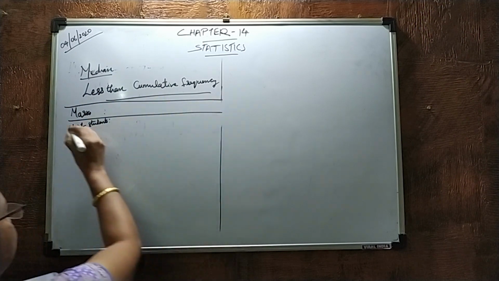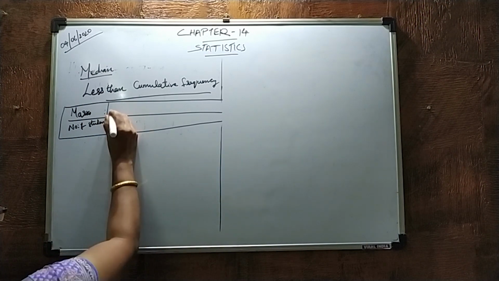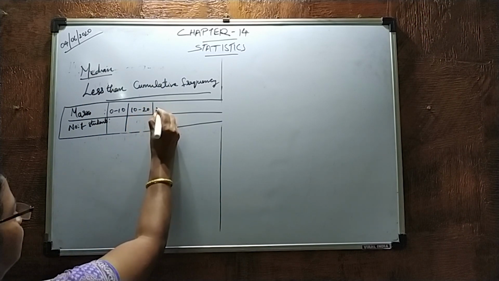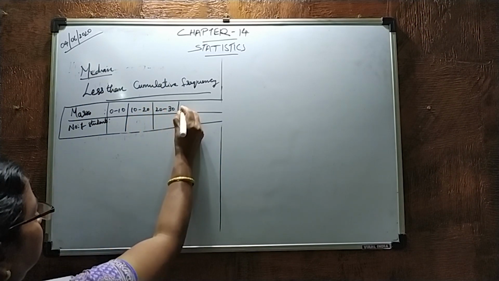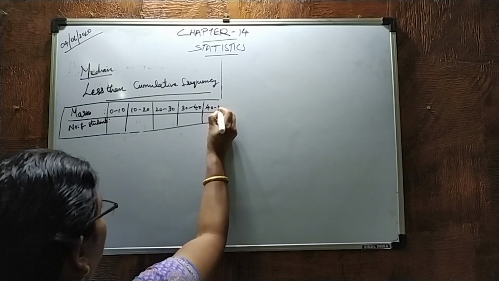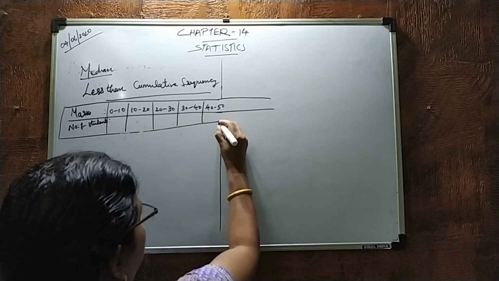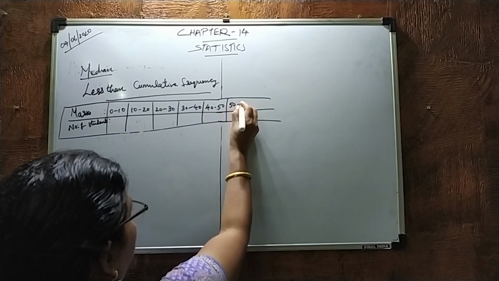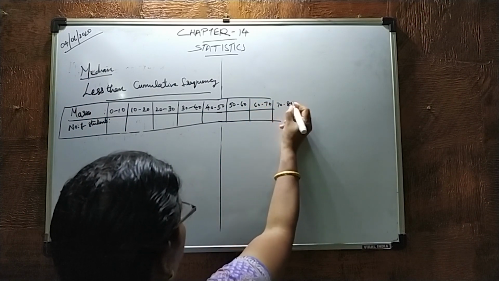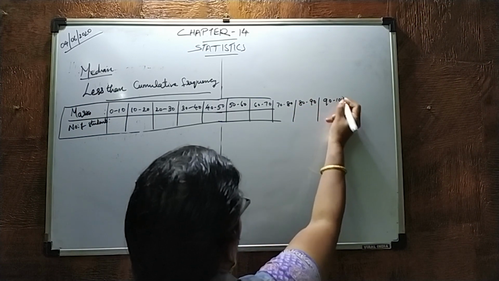Marks are given and the number of students is also given. The class intervals are 0 to 10, 10 to 20, 20 to 30, 30 to 40, 40 to 50, 50 to 60, 60 to 70, 70 to 80, 80 to 90, 90 to 100.